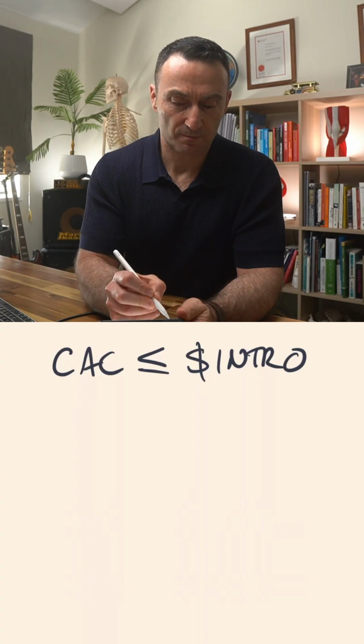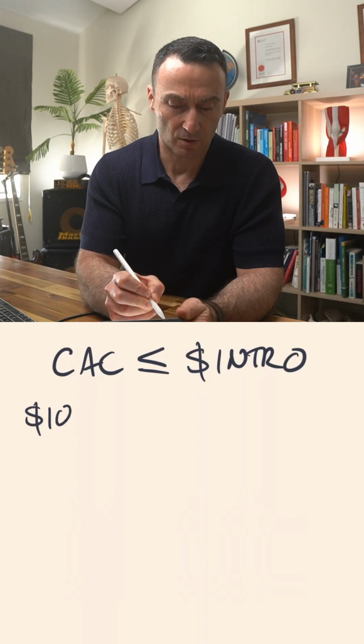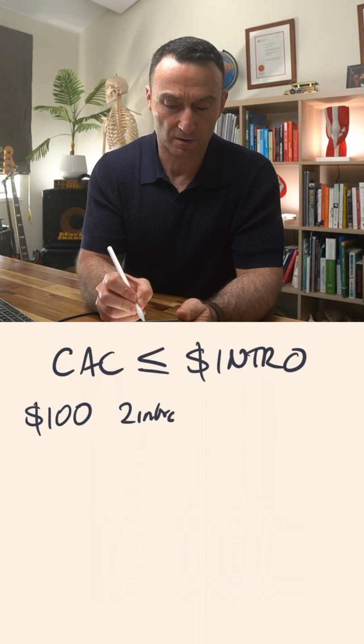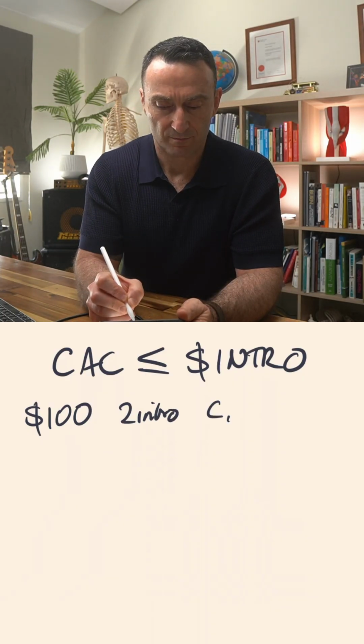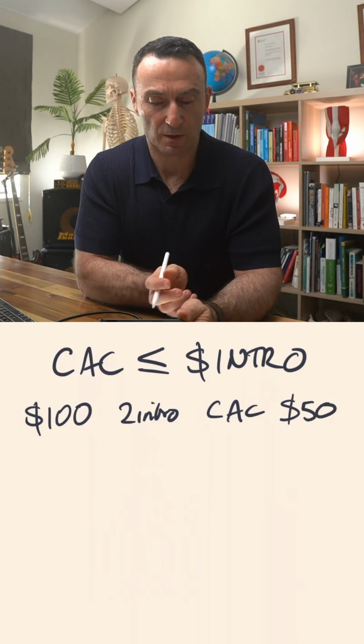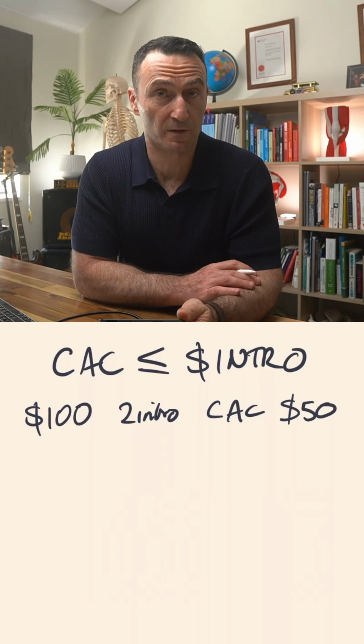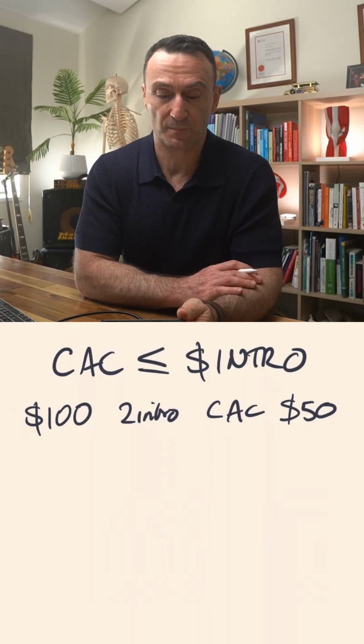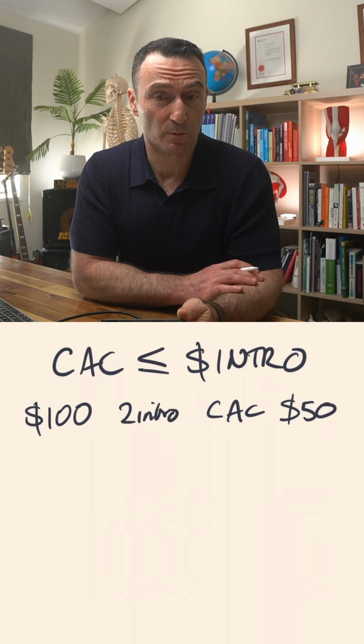Let's look at an example. Let's say that you spent $100 on ads in the month and you sold 2 intro offers. What is your CAC? Well, your CAC is $50. We spent $100, we sold 2 intro offers. It cost us roughly $50 in ad spend to sell each intro offer. So in that case, your CAC is acceptable.